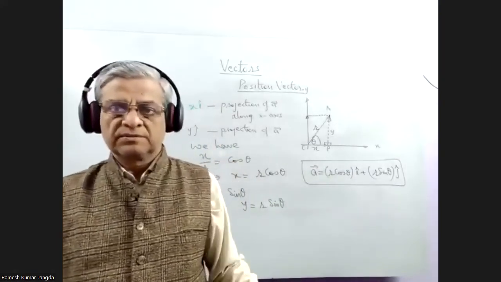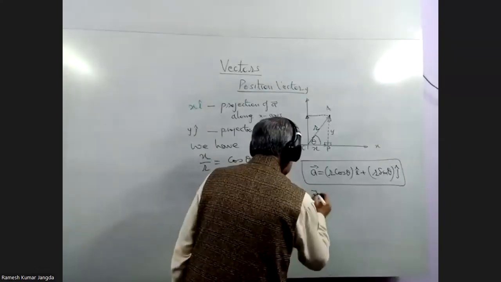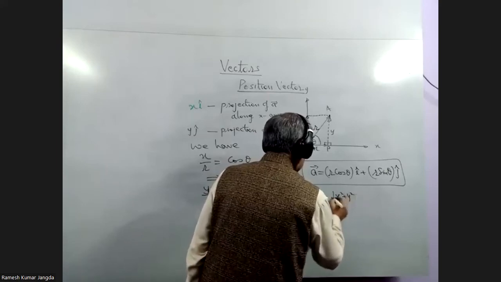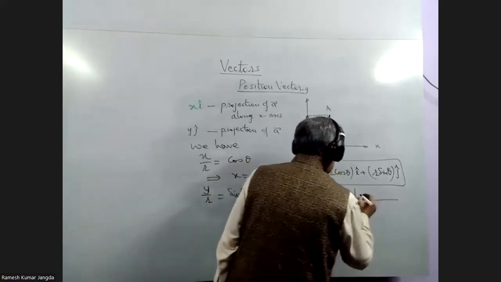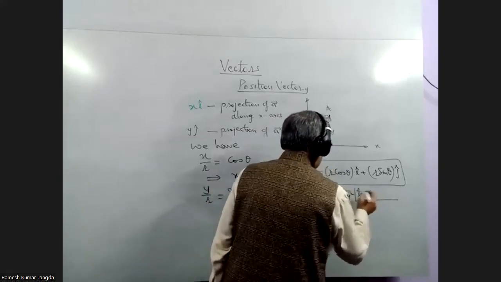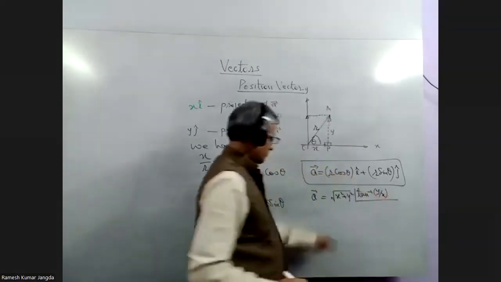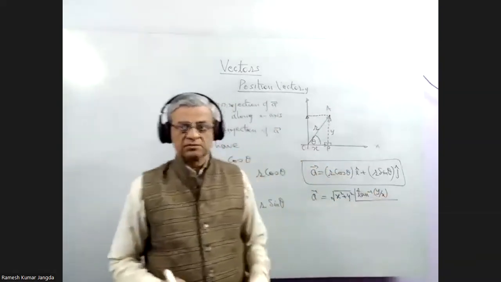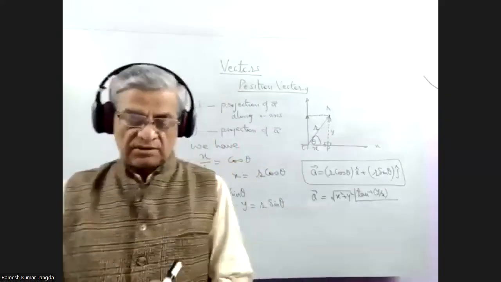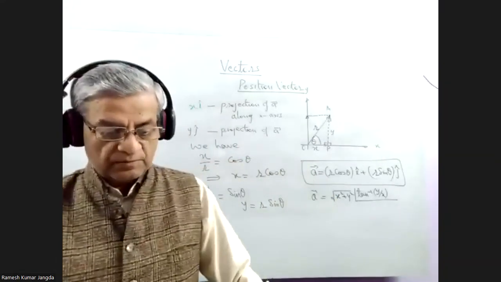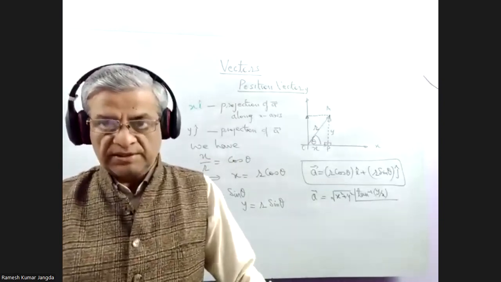ठीक है? और दूसरी तरीके से कैसे लिखेंगे? Square root of x square plus y square, angle tan inverse y by x. This is r, this is theta. ठीक है? ये इंटर कन्वर्शन अगर करना हो तो इस प्रकार से हम इसको अप्लाई कर लेते हैं। सही है बेटा, चलें आगे। हाँ.